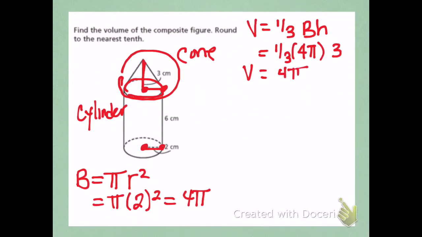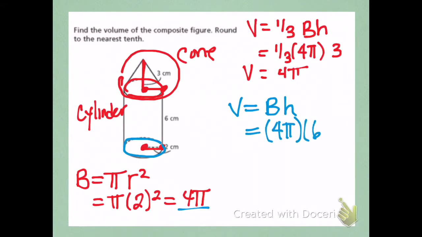Next, I need to find the volume of my cylinder. So the volume formula for the cylinder is volume equals the area of the base times the height. Well, I know that the base on my cylinder is the same as the base on my cone, and I've already found that area to be 4 pi. So the area of the base is 4 pi, and the height is 6. So to get my answer, 4 pi times 6 would be 24 pi.